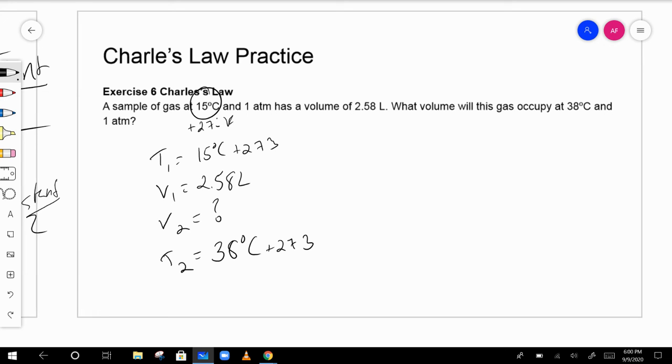It's like always the first step you should do. Write out all your variables, and convert everything to Kelvin. So we get 288 and 311.